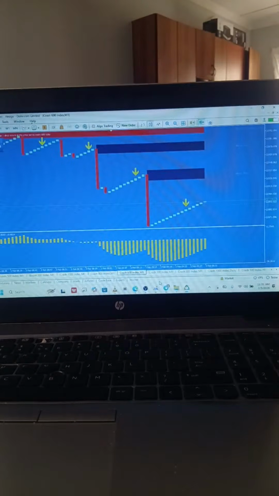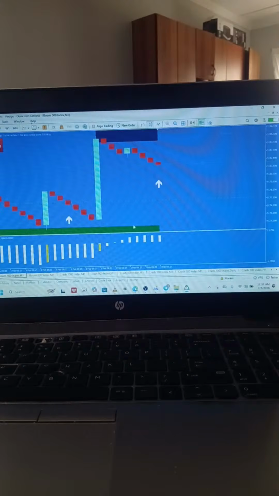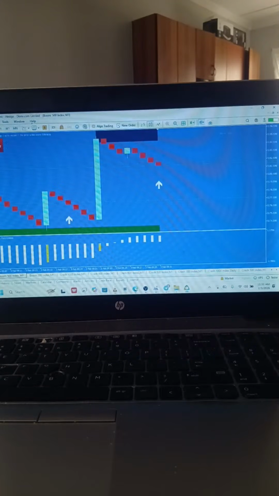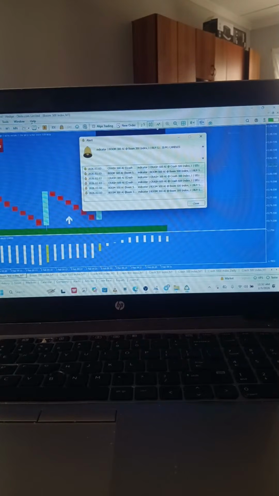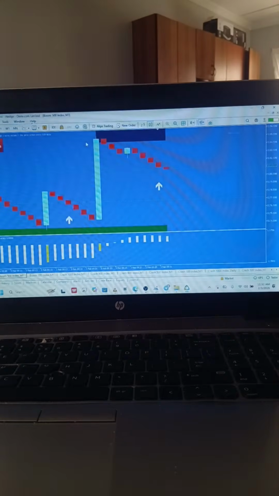Boom 500 has brought a signal. Now this one is going to spike again. Boom 300. Reversal signals in Boom 300.